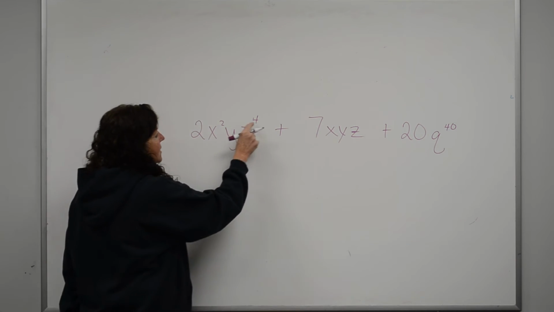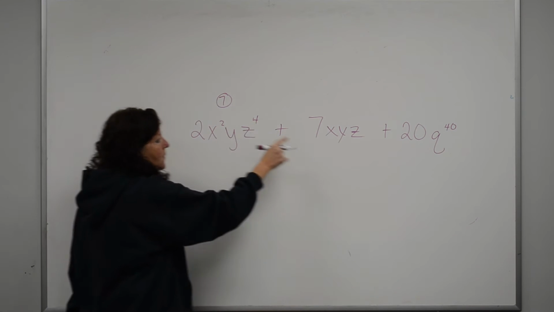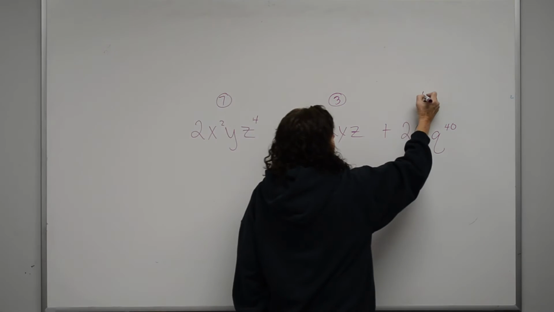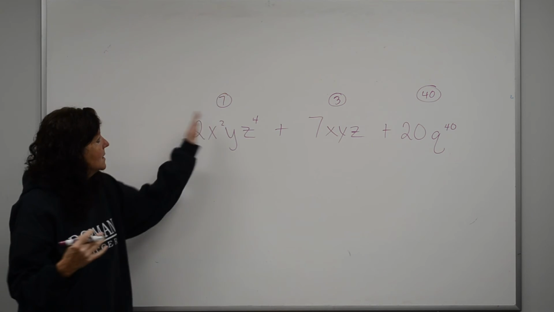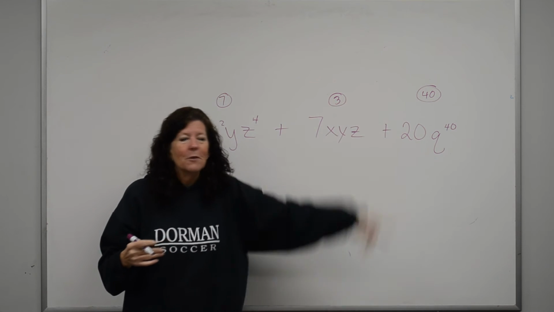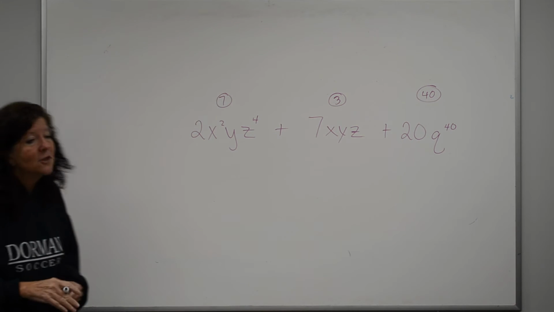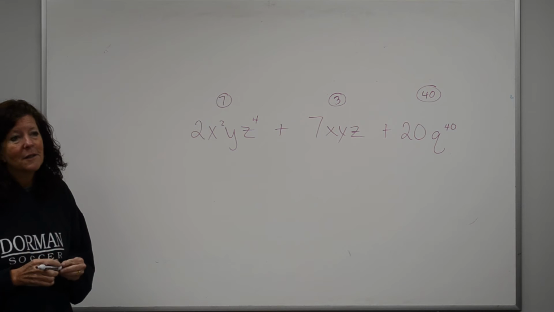So the degree of this term would be 7 because it's 2 plus 1 plus 4. The degree of this term would be 3. And then I made it easy for you because the degree of that term is 40. 40 is my largest number, so therefore 40 is the degree of this polynomial. Now, if I asked you for the leading coefficient of this polynomial, what would you say?